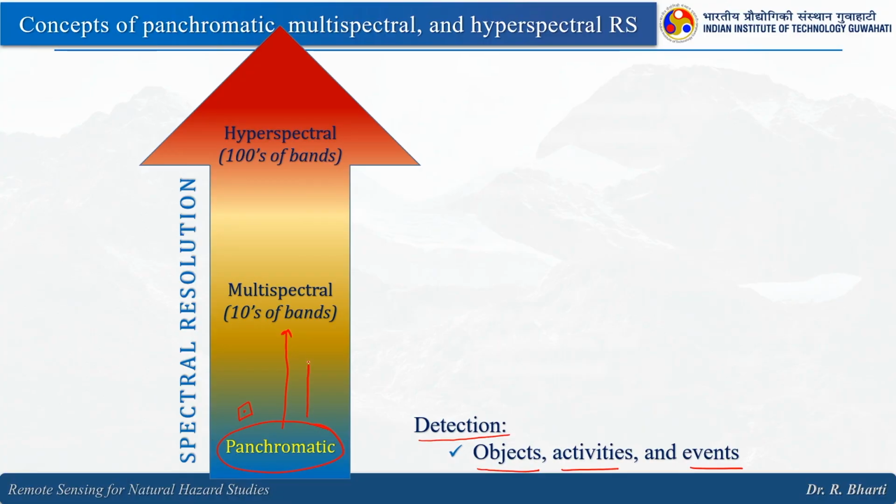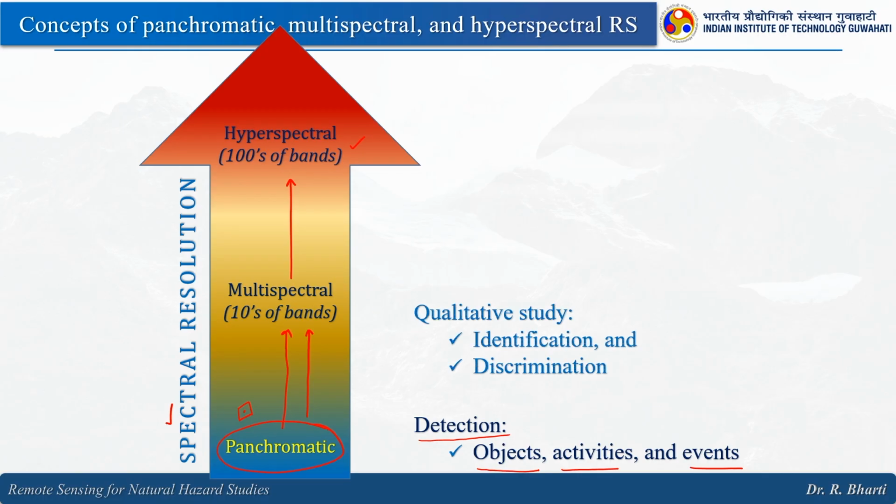So, when we are moving from here to here, our spectral resolution is increasing, and once we are moving towards hyperspectral, we have further high spectral resolution. Once we are moving towards this multispectral data, then we go for the qualitative study. The identification and discrimination is very easy, because we have a spectral profile, right. But here it will be with few points.